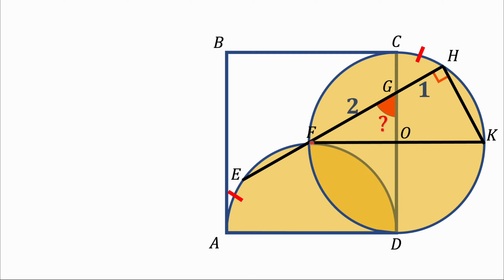Now let's look at triangle FGO and triangle FKH. Those triangles have two congruent angles. They're both right triangles.